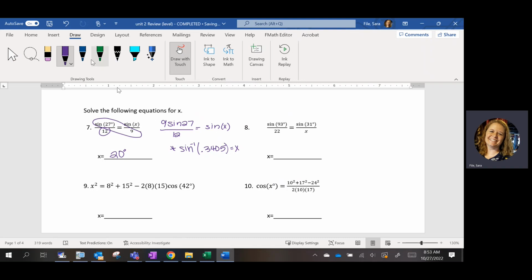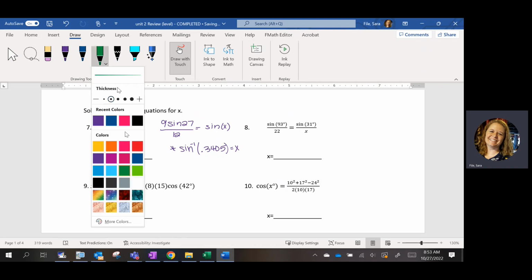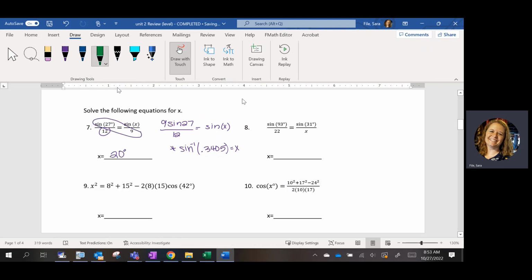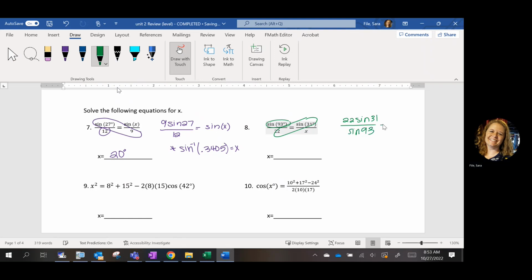So this is the same concept, but this one's actually a little simpler because the side is missing. It's not with sine, so it's not an angle. So I don't have to do this extra step of inverse sine. I just have to multiply the two diagonal that are known and divide by the third. So I've got to do 22 times sine of 31 over sine of 93. And that does get x all by itself. Okay, so this one's a tad simpler.